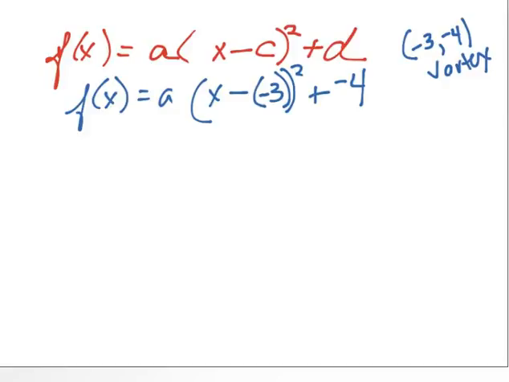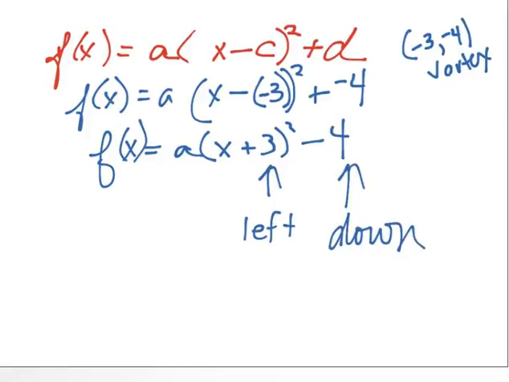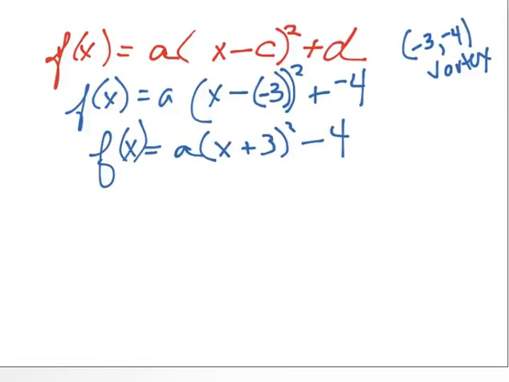Now, negative means a positive. So what we really have is x plus 3 squared minus 4. And let's face it, that's the same thing we've been doing since September. That's 3 to the left and 4 down. And isn't that -3, -4? 3 to the left and 4 down. -3, -4. So this is not something new, but here's where we're going to use it.